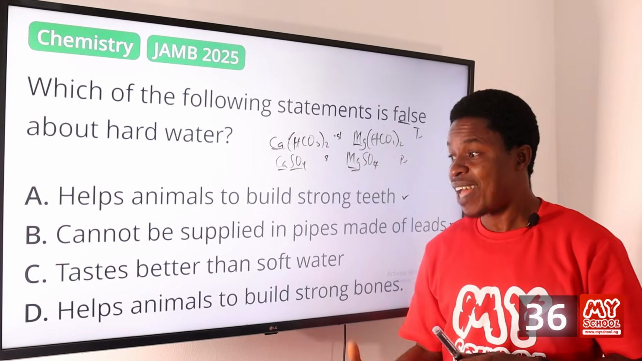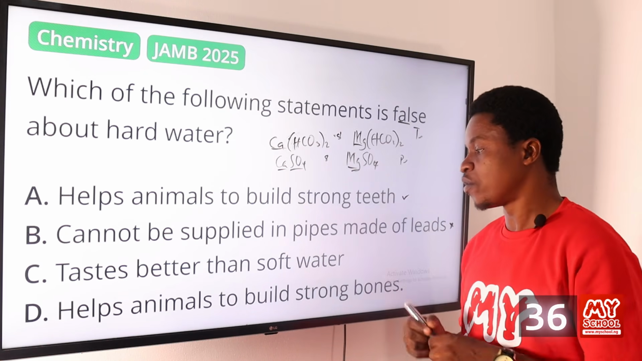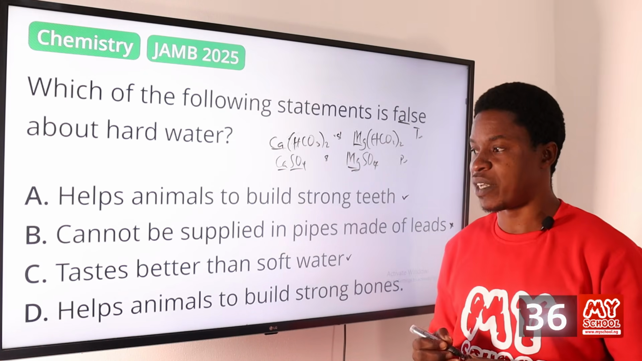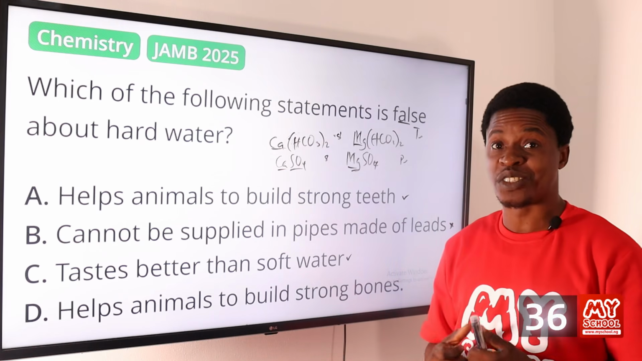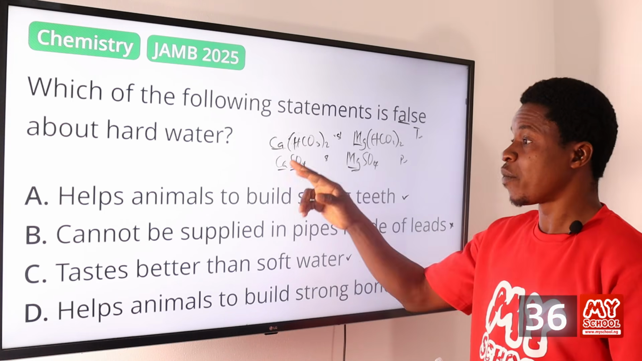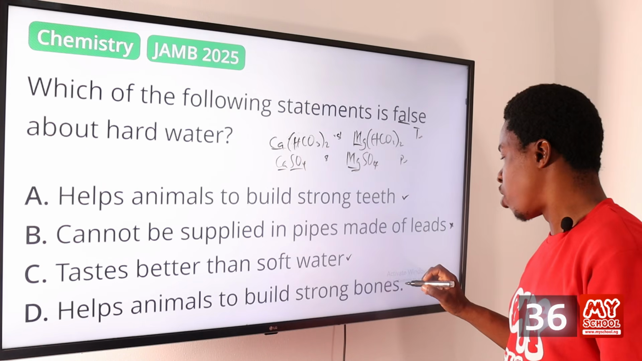Of course, hard water, because of the presence of the ions we have in it, tastes better than soft water. So this statement is a true statement. And option D says helps animals to build strong bones. Of course, because of the calcium and the magnesium salt, like we have it building strong teeth, it can also help to build strong bones. So this statement also is correct.